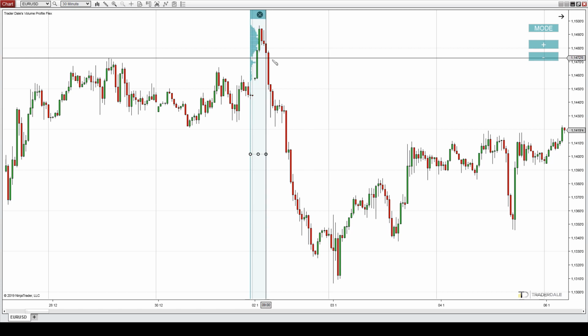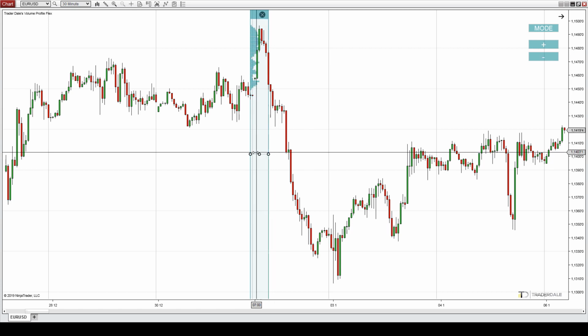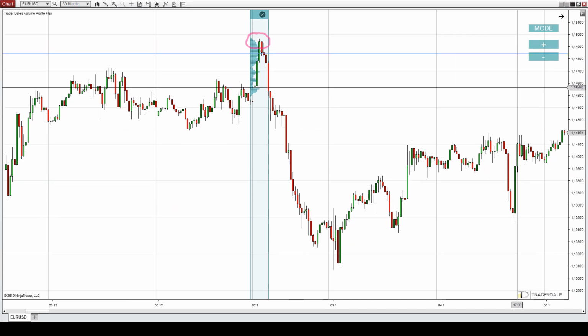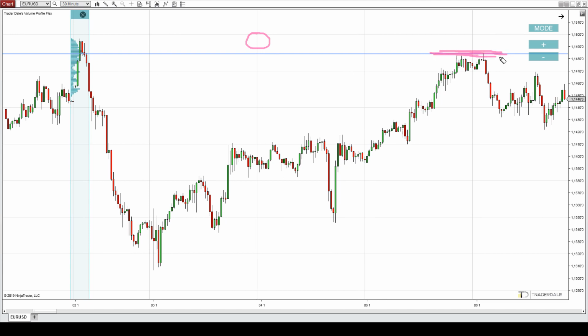So let's have a look at the profile. Let's use it only for the rejection area. And the heaviest volumes were in here. Heaviest volume peak right there. So let's have a look how the trade worked. Okay, as you can see, it worked very nicely. There was a spot on reaction and strong selling activity exactly from the level.